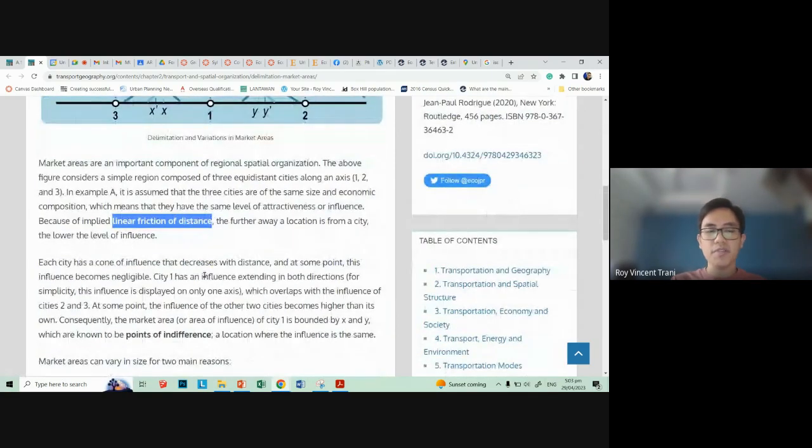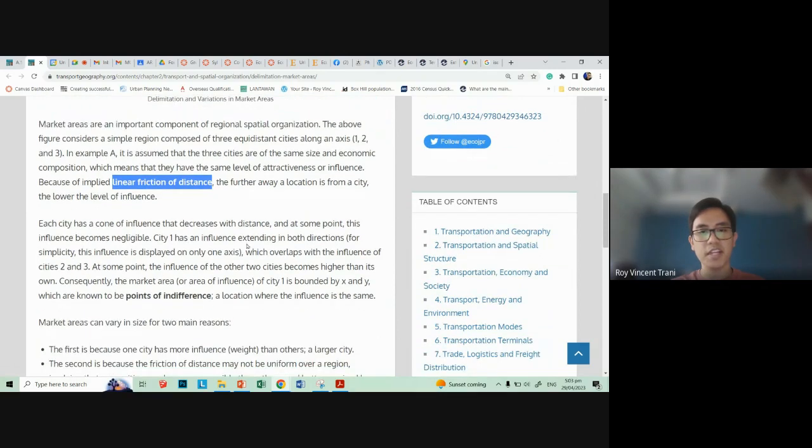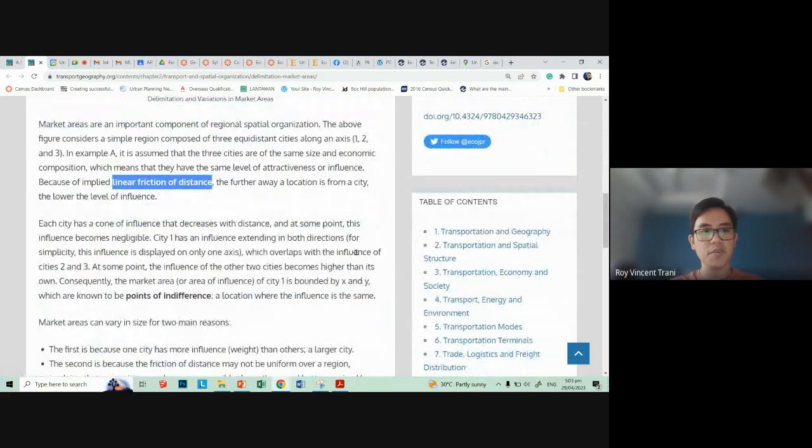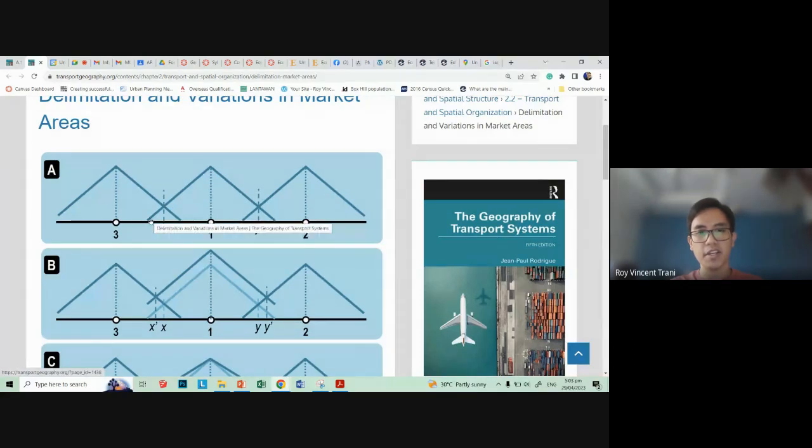Each city has a cone of influence that decreases with distance, and at some point this influence becomes negligible. City 1 has an influence extending in both directions for simplicity's sake, and this influence is displayed on only one axis, this is the X here. It overlaps with the influence of cities 2 and 3. At some point, the influence of the other two cities becomes higher than its own. Consequently, the market area, or area of influence, of city 1 is bounded by X and Y, which are known as the points of indifference, locations where influence is the same. The first point of indifference is X, the second is Y. There is really no positive or negative as to whether a person will go to city 3 or city 1, or city 1 or city 2. That's the point of indifference.